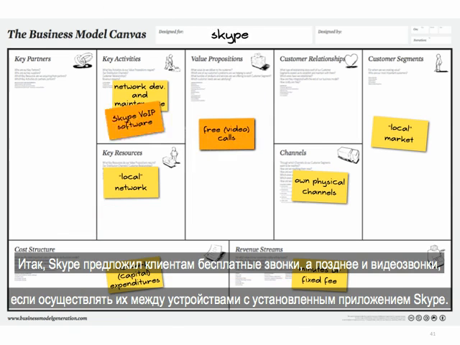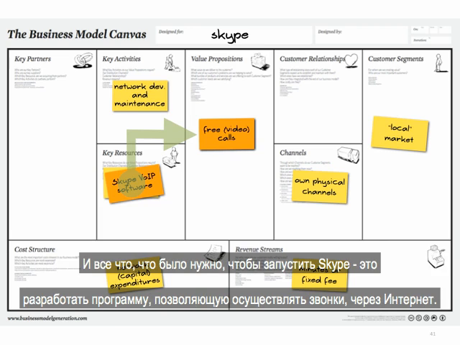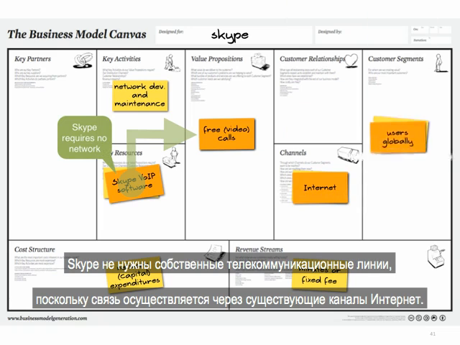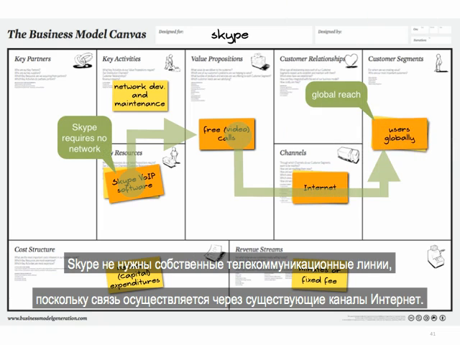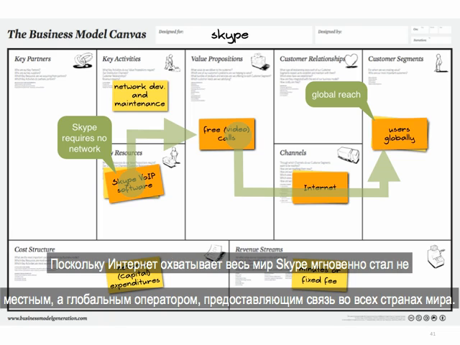Now let's look at what happened when Skype came into the market. So Skype started offering free calls, even more powerful, free video calls if you would call from Skype to Skype. What they had to put in place is a voice over IP software that would allow people to make calls over the internet. So Skype requires no network because the calls go through the internet. Obviously, once you start using the internet as an internet company, the global market is yours. So they were targeting users globally.